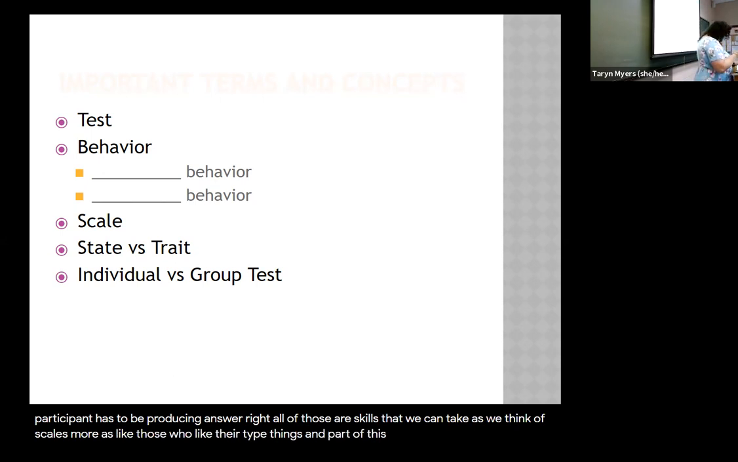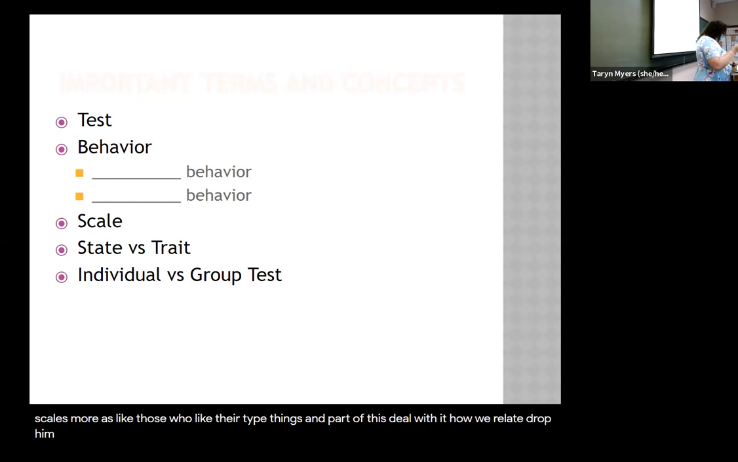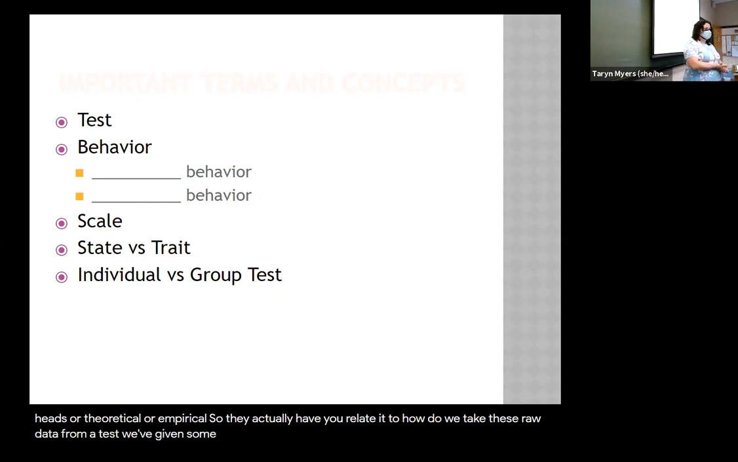Part of the skill is how we relate raw test scores to a theoretical or empirical distribution. So essentially how we relate it to theory. How do we take these raw data from a test we've given someone and relate it to the theory we have about human behavior?